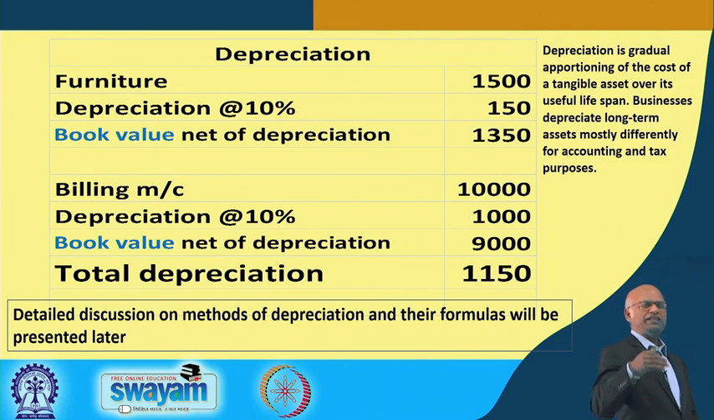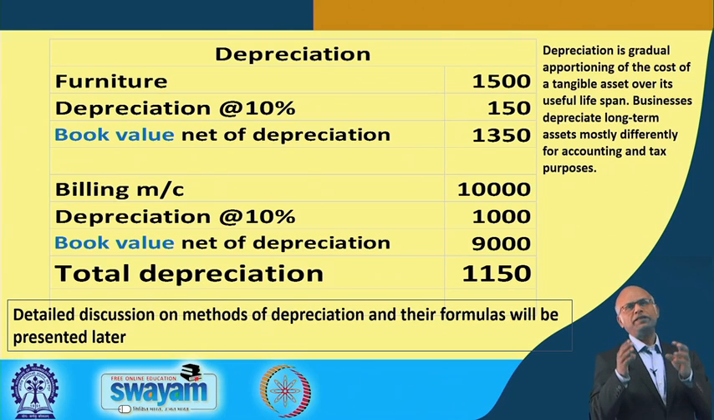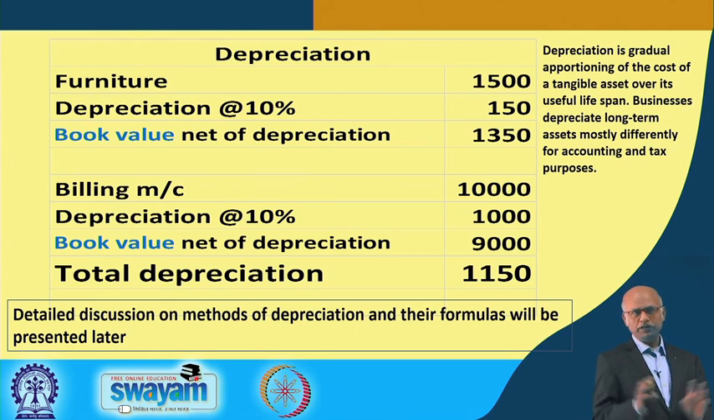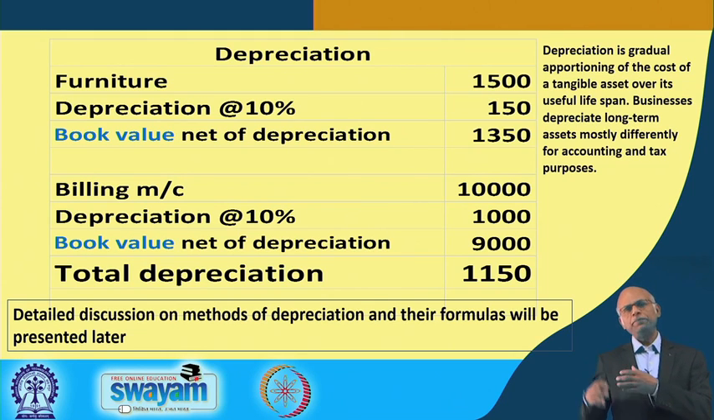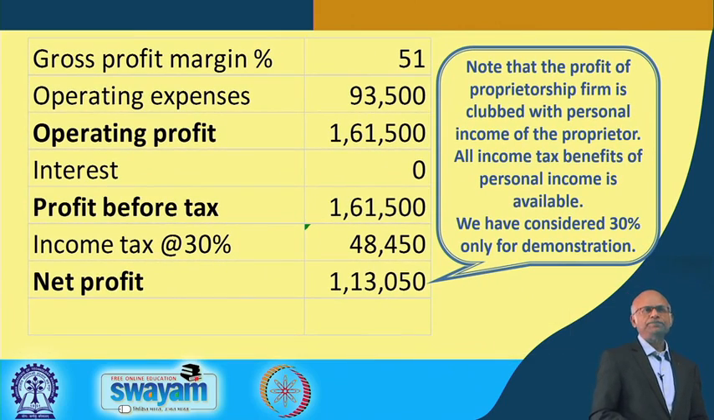So, you deduct depreciation from the original procurement cost, you get book value, meaning in the books of account it will now be 1,350 rupees, the book value of your furniture, because the furniture has lost 150 worth of value due to wear and tear. Next year again you will deduct another 10%. So, your book value will keep on reducing and after 10 years it will become 0, meaning it will not have any book value. Similarly in the case of the billing machine.